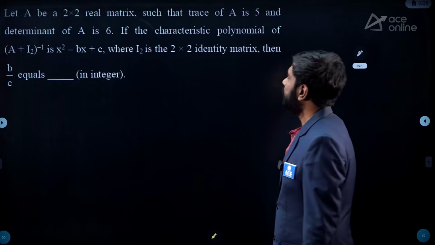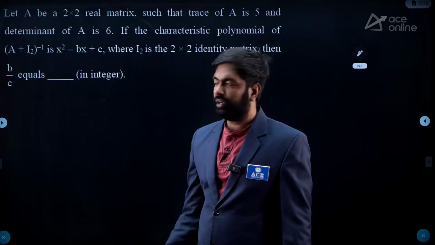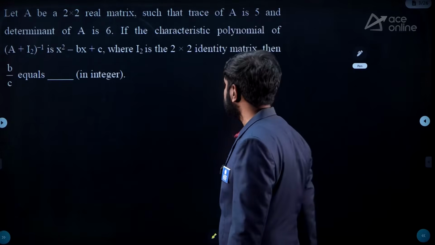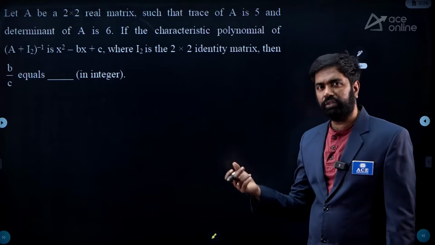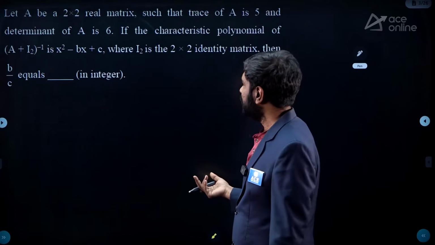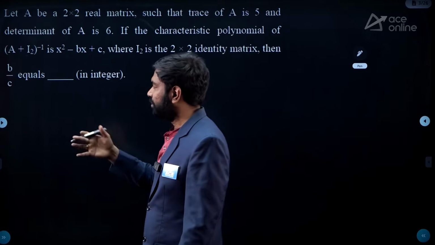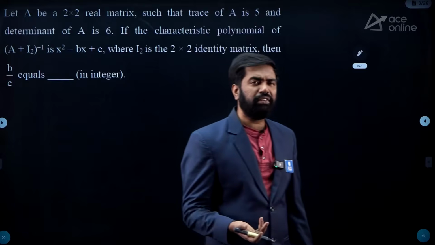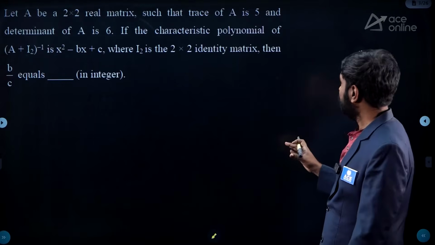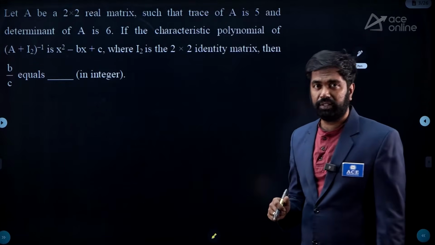A is a 2 cross 2 matrix such that trace of A is 5 and the determinant of A is 6. If the characteristic polynomial of (A plus I2) whole inverse is x square minus bx plus c, then what is the B by C ratio? So they did not give us the eigenvalues. They are saying the trace of A is 5, the determinant of A is 6.